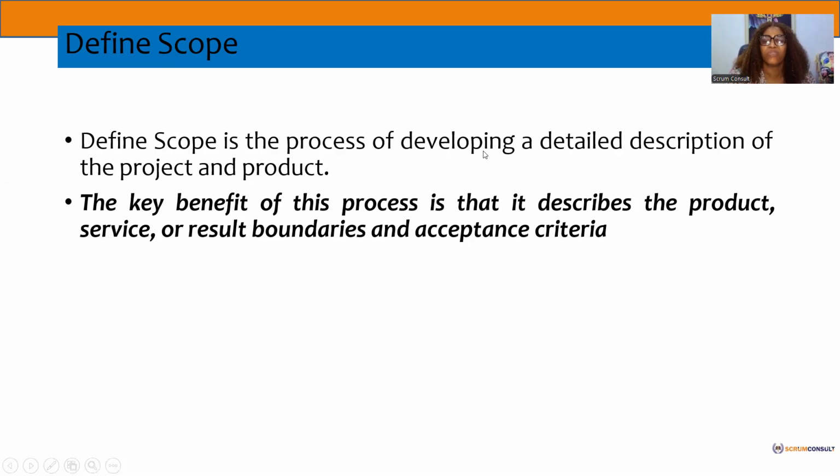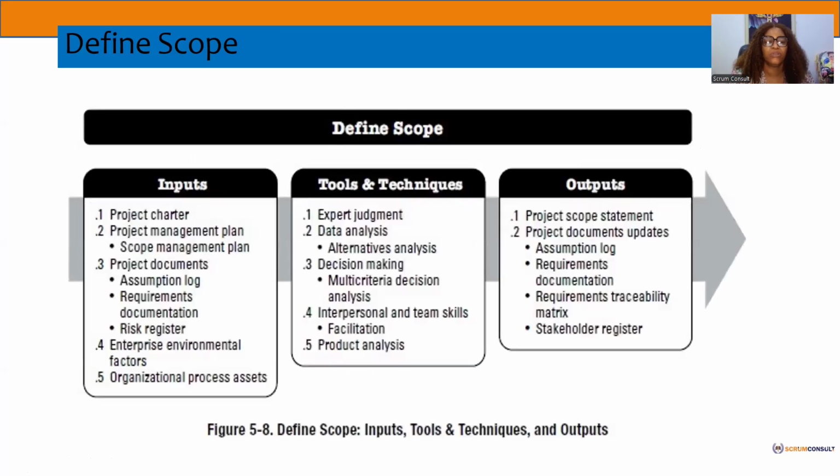Define scope is the process of developing a detailed description of the project and the product. The key benefit of this process is that it describes the product, the results or boundaries, and accepted criteria. So this is what we have here. Same reason why we have a project charter, a scope plan, requirement plan, any kind of project plan that you want to bring in. You also have your project documents. You have your requirement document. Remember the requirement document I talked about? You have different types of requirements being categorized.